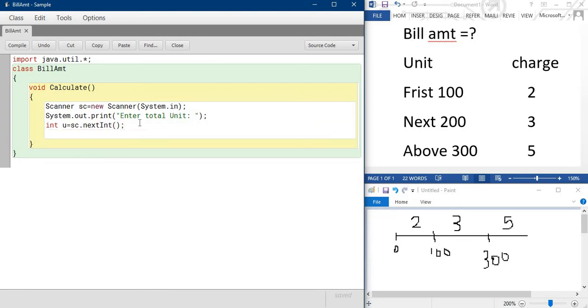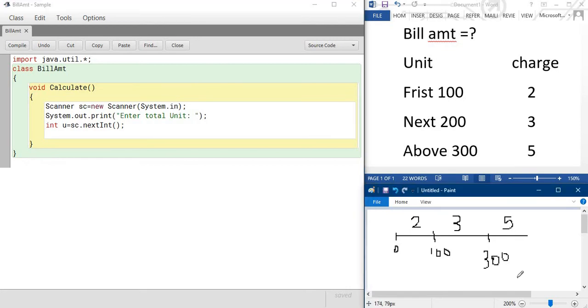Now time to do the calculation. Always when you do this type of question, next first 100, next 200 or above, always try to do the back calculation, means from this side to this side. The largest condition first, then this largest condition, then this side. So first I'm doing this one.